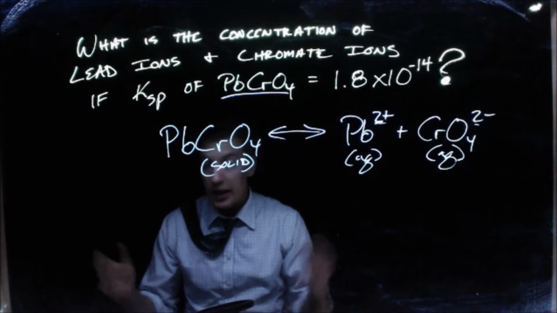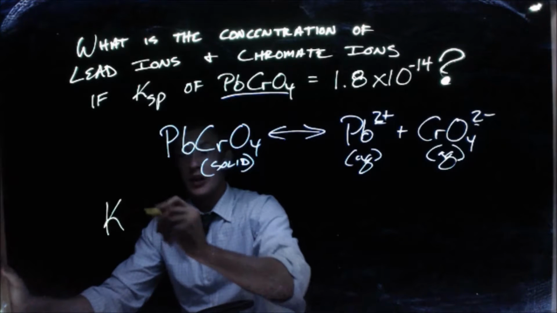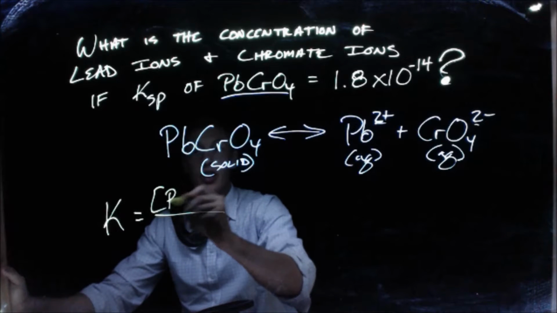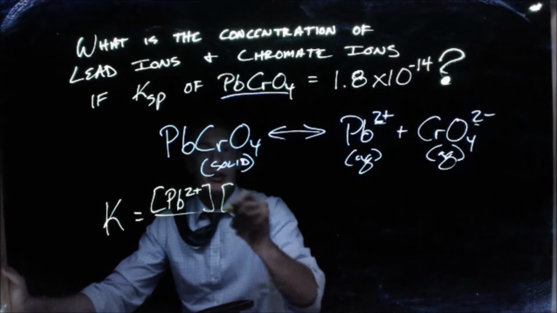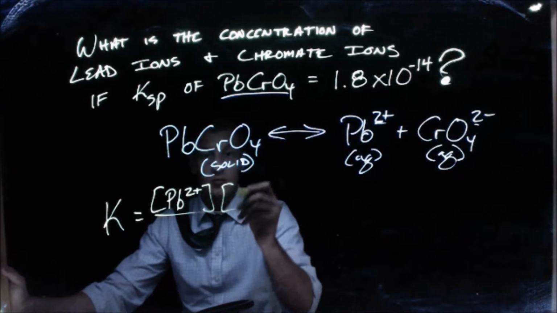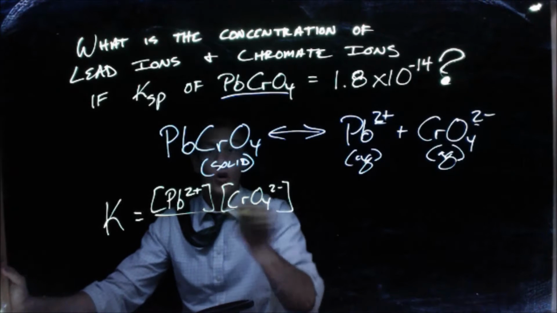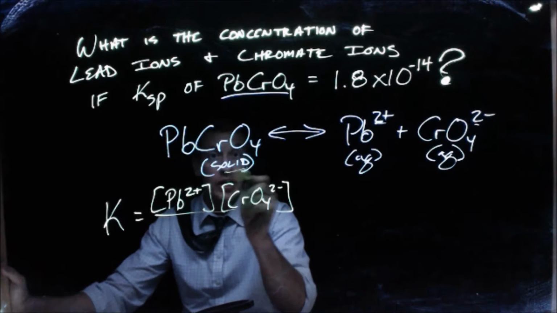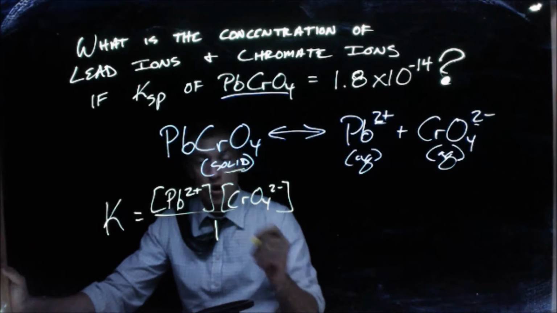So just like any equilibrium, we are going to say that K is going to equal the concentration of the products multiplied together over the concentration of the reactants. But since the reactant here is a solid, it's just going to be over an understood 1.